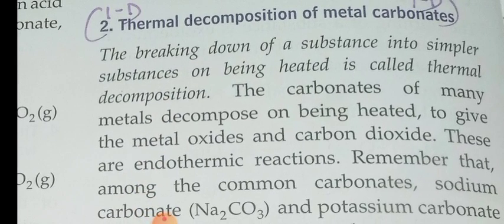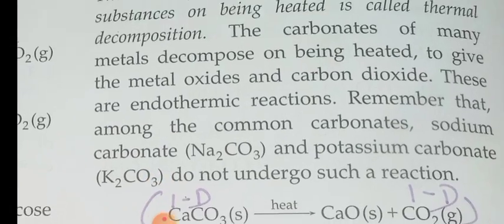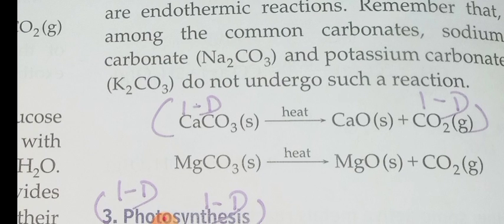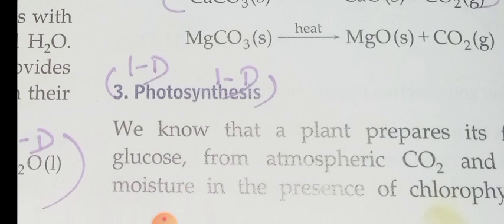Okay, next one is thermal decomposition of metal carbonates. What is thermal decomposition? The breaking down of a substance into simpler substances on being heated is called thermal decomposition. So when you supply heat, and because of the heat decomposition, that means breaking, takes place, that is called thermal decomposition. Metal carbonates, when heated, decompose to form oxides. This reaction involves the absorption of heat energy. Example: magnesium carbonate, when heated, forms magnesium oxide and carbon dioxide. The reaction is an endothermic reaction.